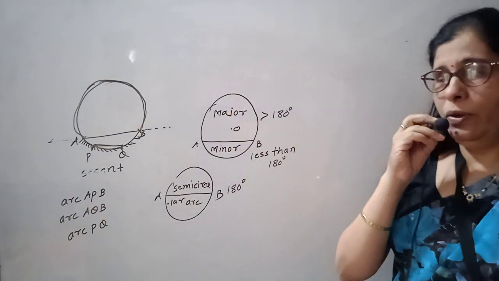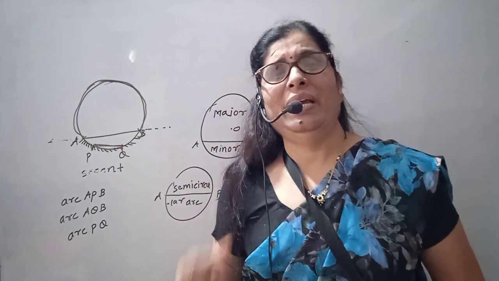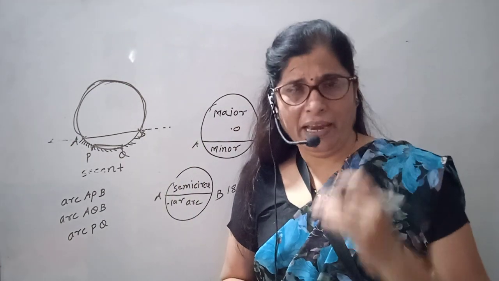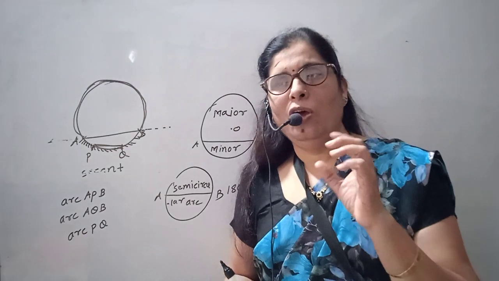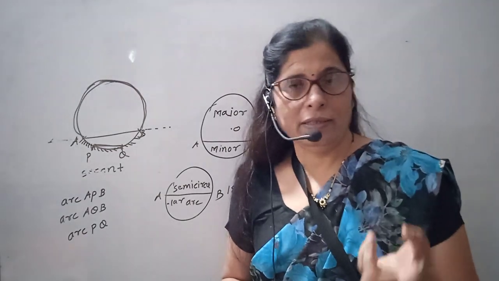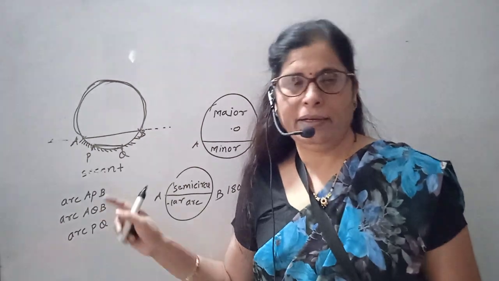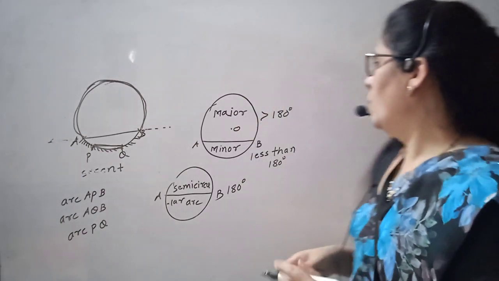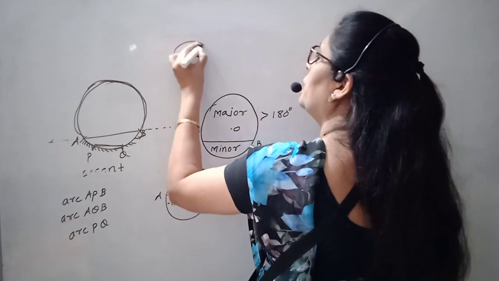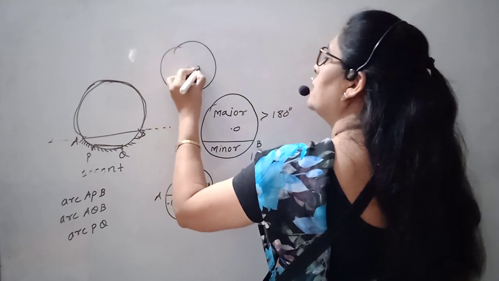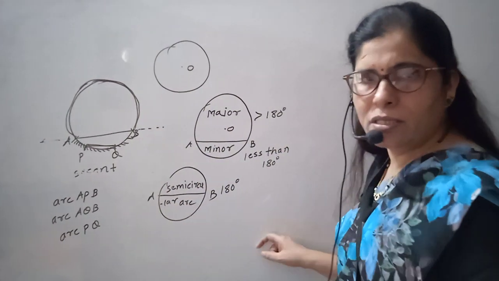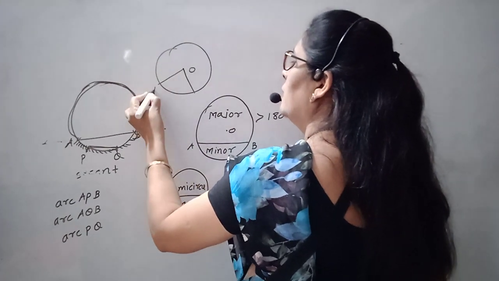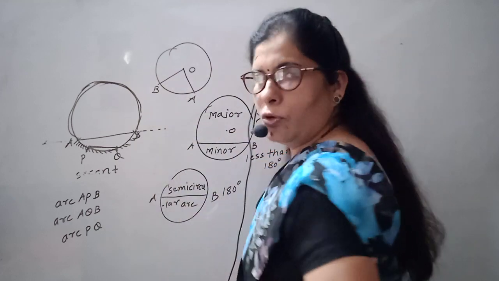Now when we know the measure of the arc of the circle, then arcs can be added or subtracted like measure of angles. Angles can be added, can be subtracted. Similarly, arcs can be added, can be subtracted. One most important point is that here is the center of the circle. This is O, and OA and OB are the radii of the circle.